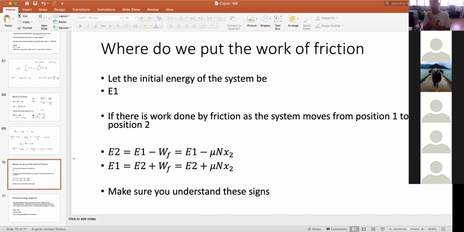We're going to do like 4 problems on Thursday with friction. And they'll all work together.